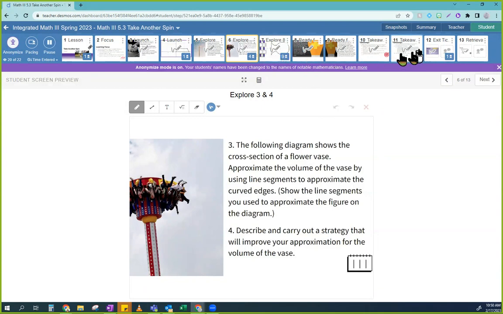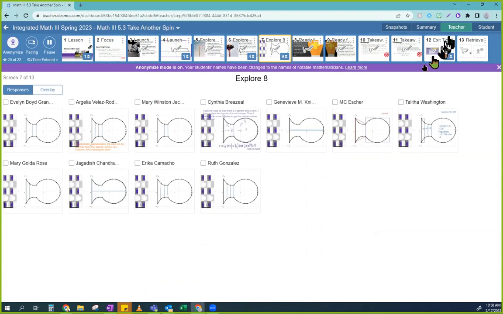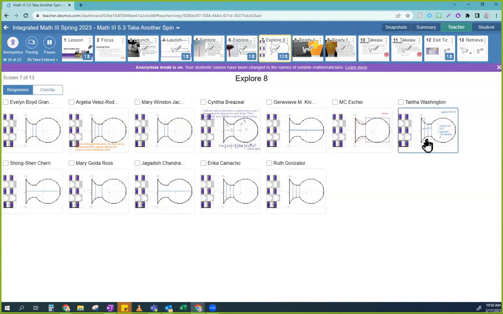I'm just going to show you a couple of your responses because some of them are really good. You can see this person just goes from point to point, point to point. This is a really good method. This is way precise. And do you notice this person made shapes that were really familiar, like rectangles? That's a really cool thing.